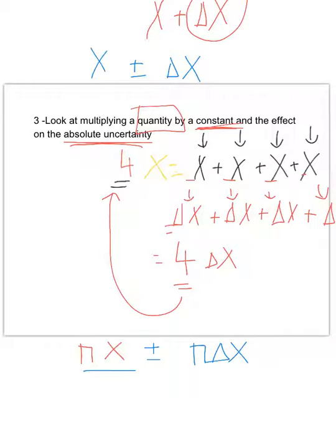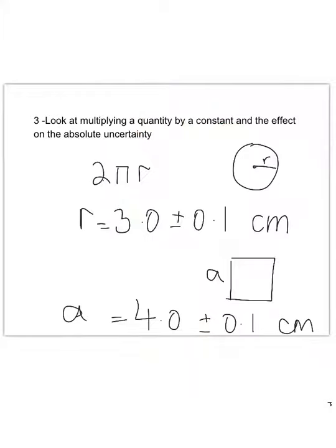Okay, let's give it a go. Let's try a few examples. It's not too painful. Right, so try the following questions. The first one you're going to do is to work out the circumference. So work out the absolute uncertainty in the value of circumference for this circle, when the radius is 3 plus or minus 0.1 centimeters.